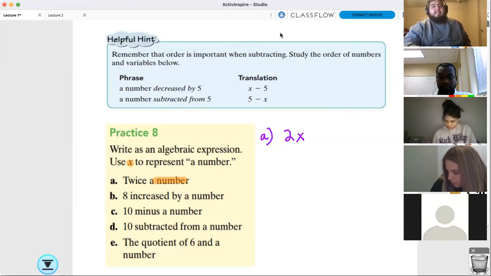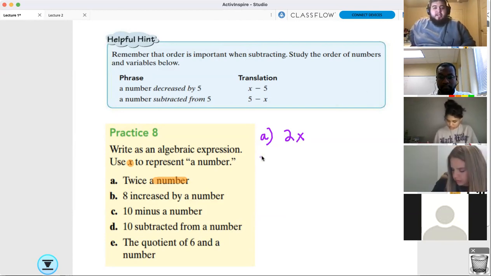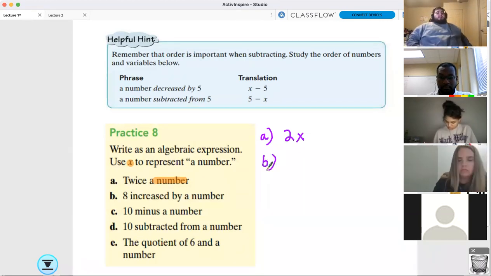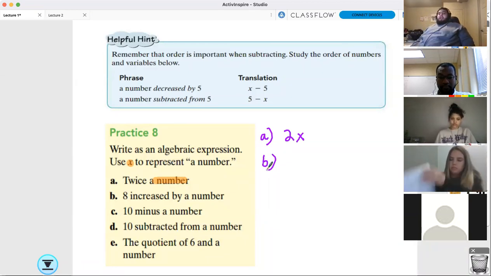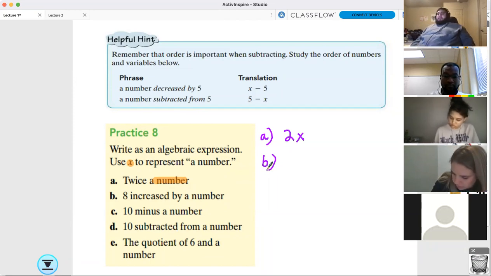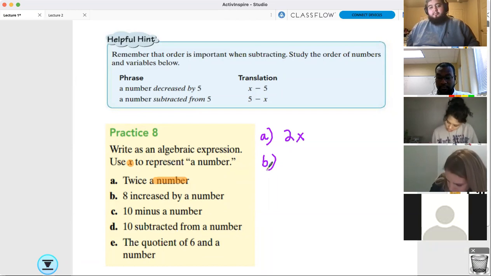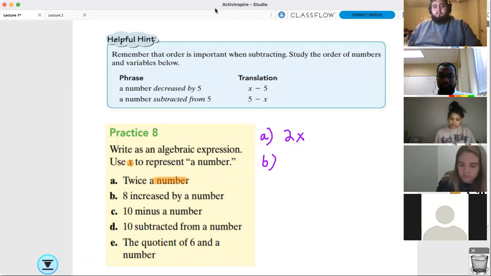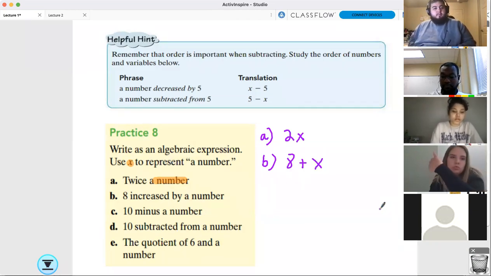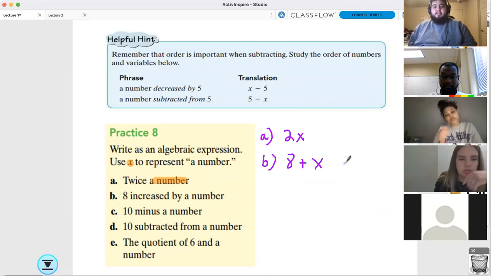Okay. Let's look at B. So if you got 2x, give yourself a little check mark. Let's look at B. 8 increased by a number, class. Anyone want to share what they got for B? Either type it in the chat or unmute yourself and let the class know. I have an 8 plus x. Anyone agree or disagree with 8 plus x? I agree. Excellent, excellent. So far, so good.